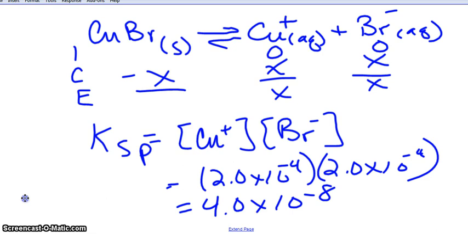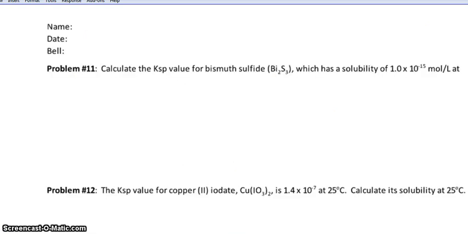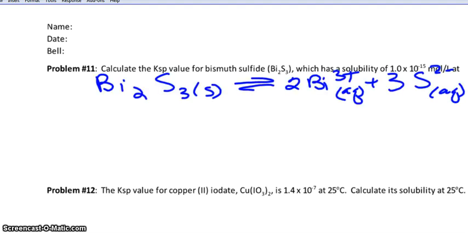Now look at this problem and now turn the page to the next problem. What is different between the copper 1 bromide and the bismuth sulfide? Well, the main difference is you're going to have coefficients. So go ahead on your own, write down the equation of the bismuth sulfide dissolving. All right, did you write that down? Don't forget these coefficients because that is really important. So now we're going to set up our ice table again, just like what we did before.